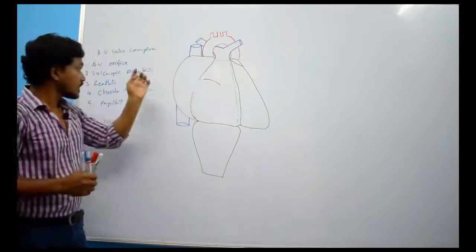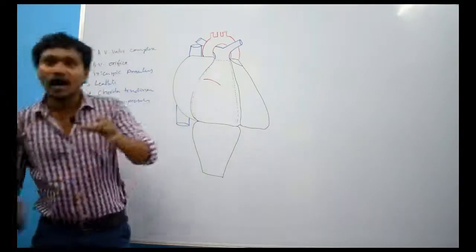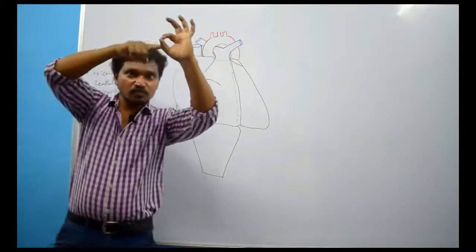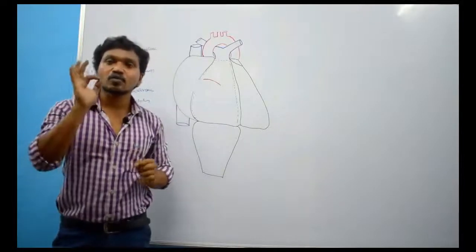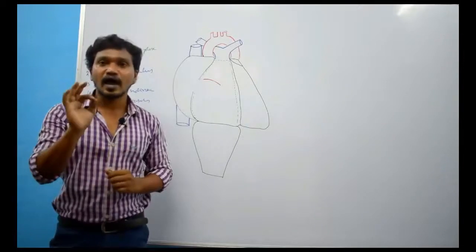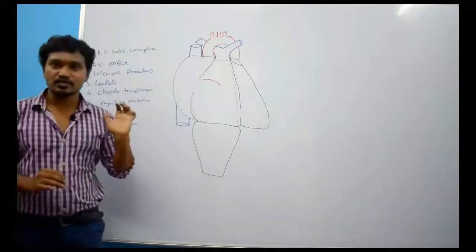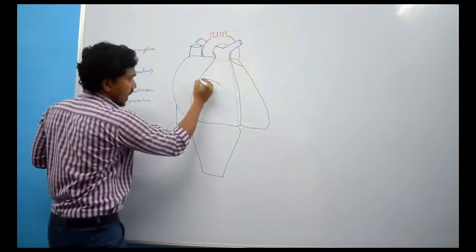Clear? The margins of this opening, just imagine this is the opening, are attached by one collagenous ring. That collagenous ring we call the annulus. What is that annulus? The tricuspid annulus. So there will be an annulus like this.